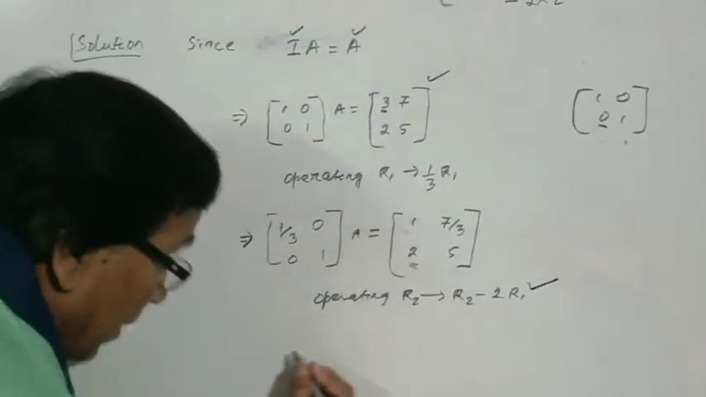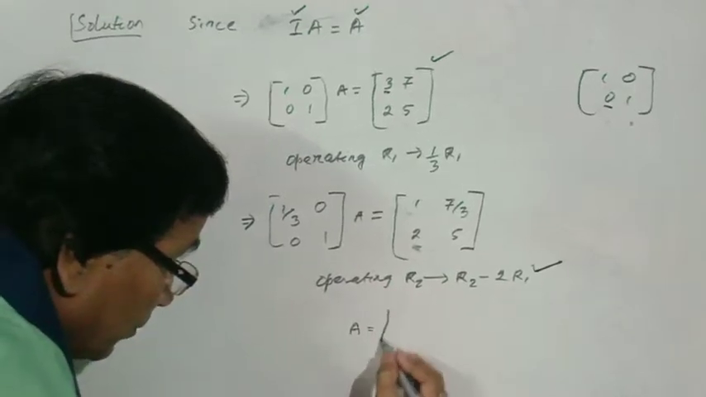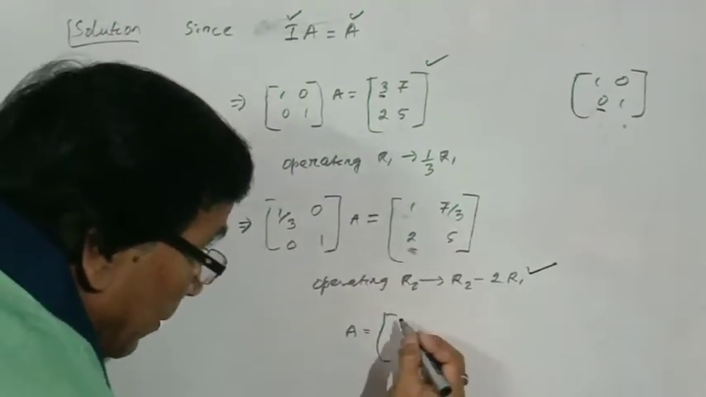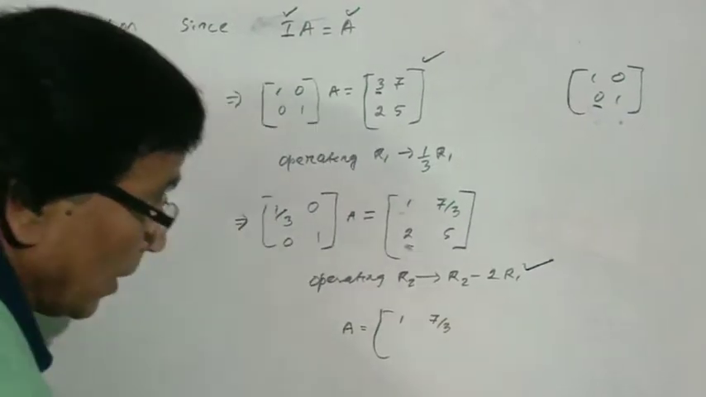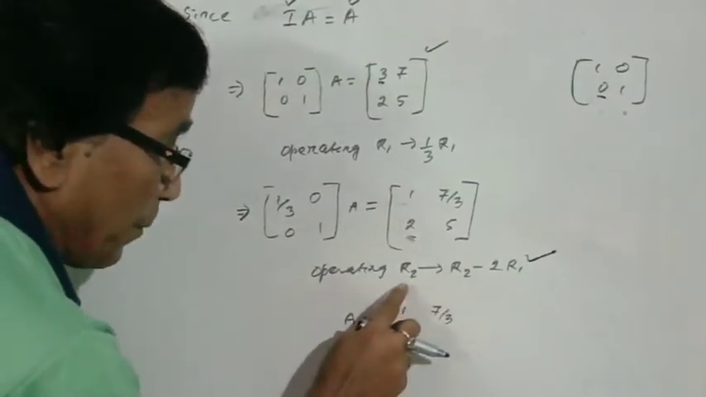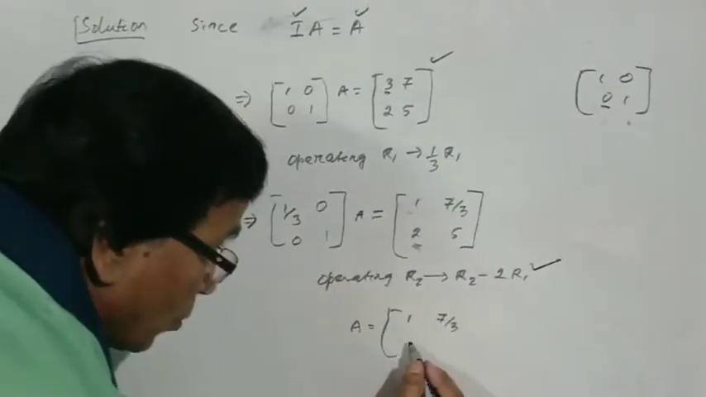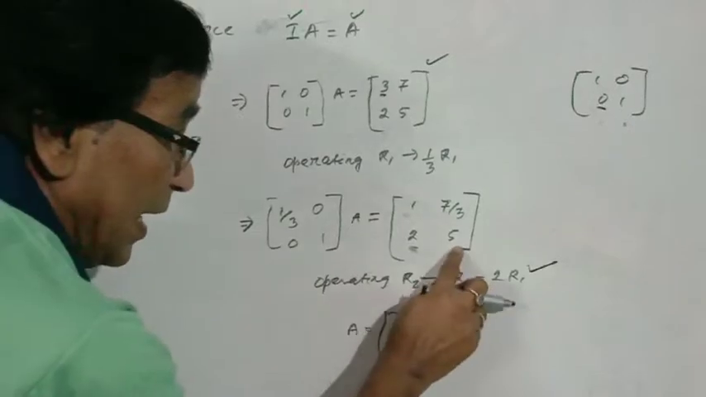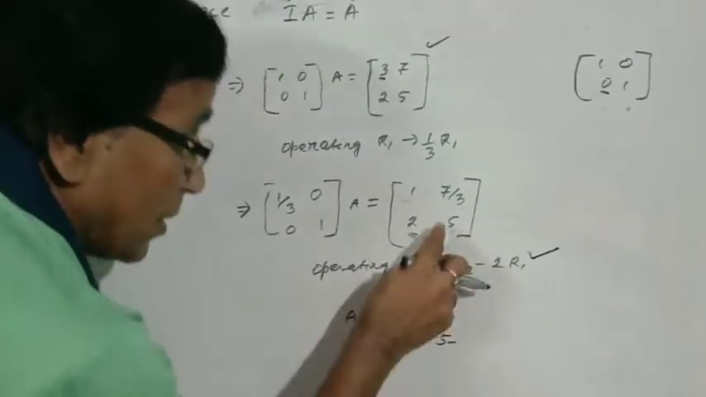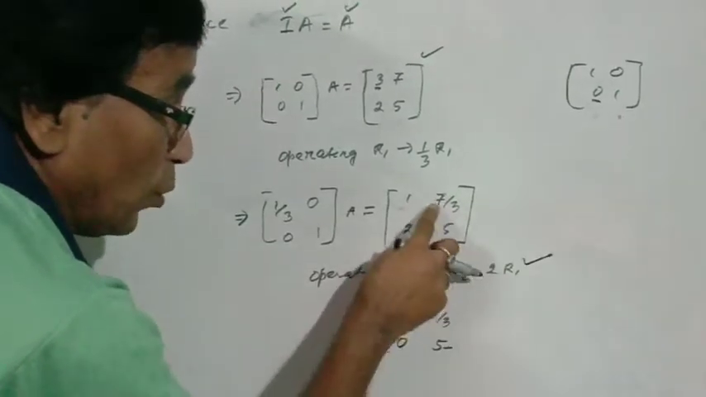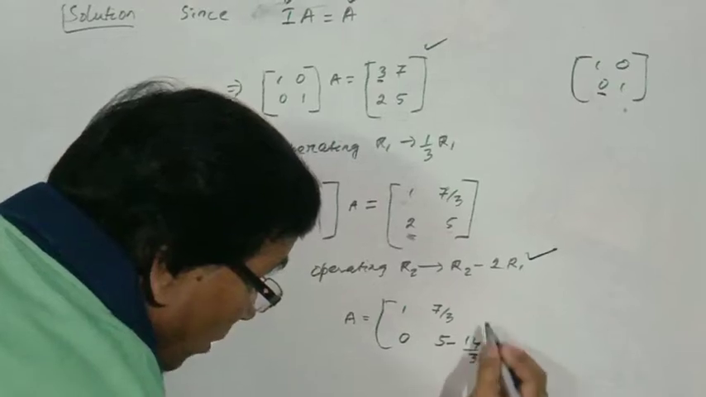Now here we are getting first row remains unchanged. It is 1, 7 by 3. So replacing second row by this operation, we are getting 2 minus 2, 0. And here it is 5 minus 2 times 7 by 3. 2 times 7 by 3, that is 14 by 3.